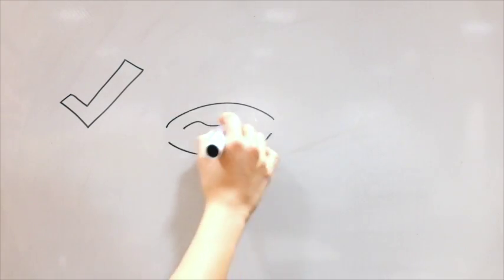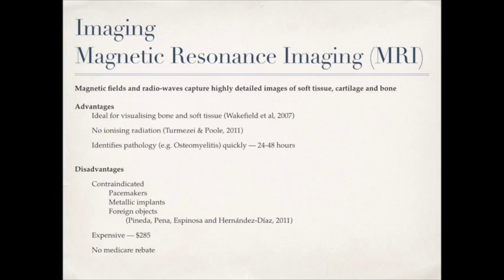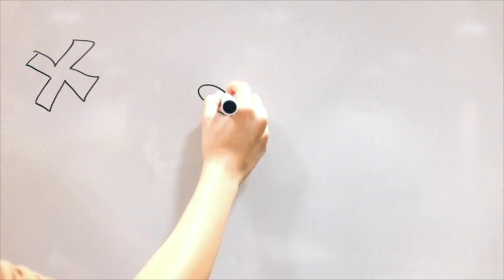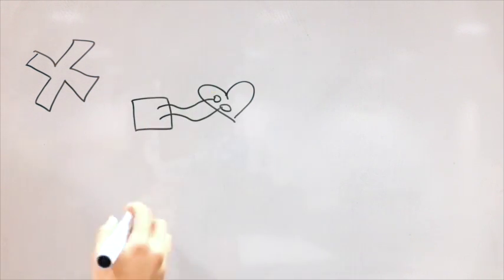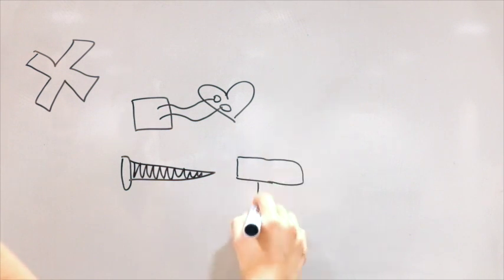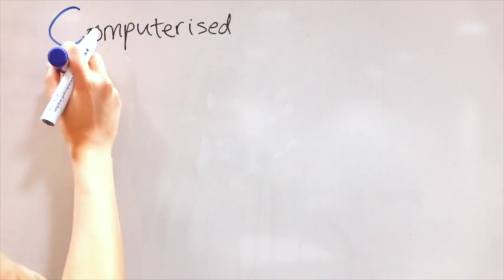Magnetic fields and radio waves capture highly detailed images of soft tissue, cartilage, and bone. It is ideal for visualizing bone and soft tissue. There is also no ionizing radiation, and it identifies pathology such as osteomyelitis quickly, within 24 to 48 hours of infection. The disadvantages include that it is contraindicated in people with pacemakers, metallic implants, and foreign objects, and it is expensive at $285 with no Medicare rebate.